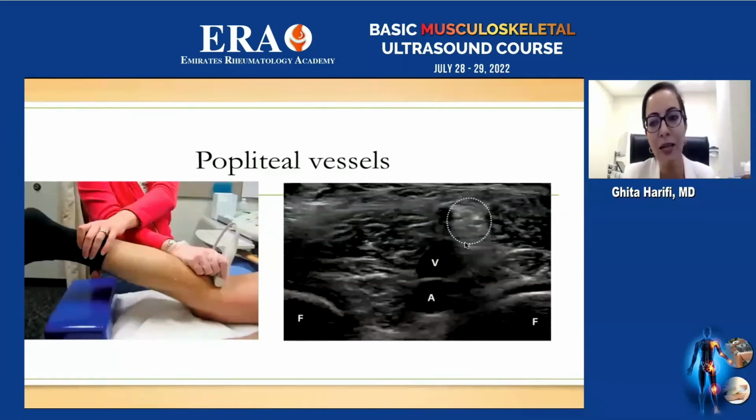Obviously, ultrasound is also very important when you want to go for Baker cyst aspiration or injection, and it's particularly helpful to help you avoid these structures, the popliteal vessels.